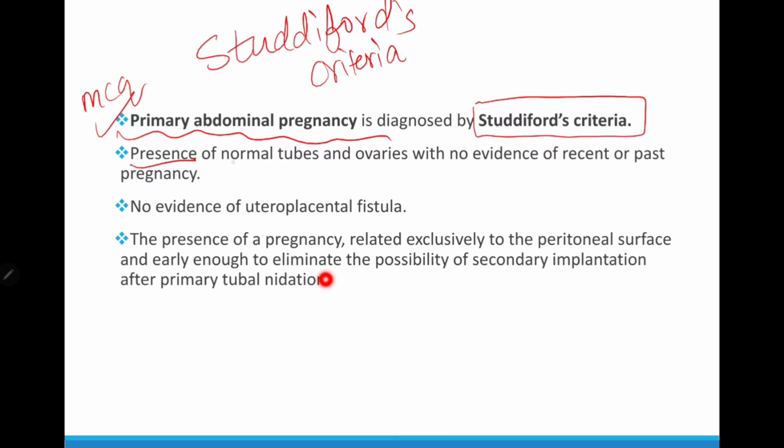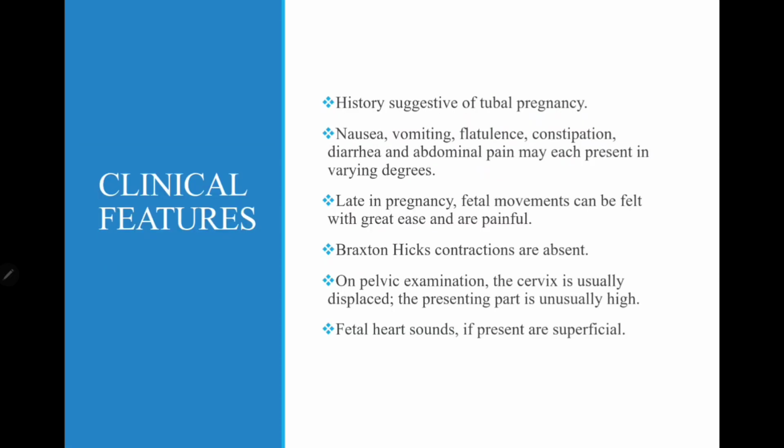What is the criteria? Presence of normal tubes as well as ovaries with no evidence of recent or past pregnancy, and no evidence of uteroplacental fistula. The presence of pregnancy related exclusively to the peritoneal surface, and early enough to eliminate the possibility of secondary implantation after primary tubal nidation. Now moving on to the clinical features.